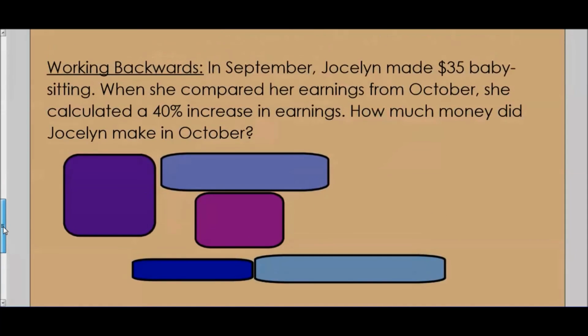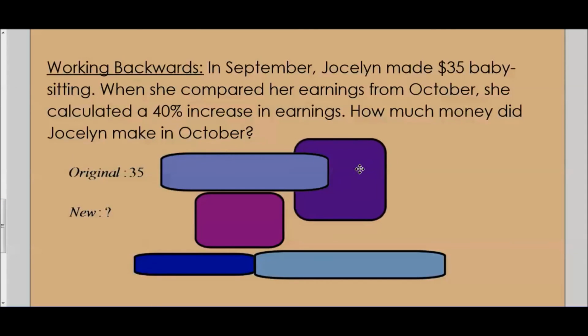The next example, we're going to be working backwards. Now we're going to be given the percent of change, and we need to figure out the new amount. So we're going to be given the original. In September, Jocelyn made $35 babysitting. When she compared her earnings from October, the next month, she calculated a 40% increase in earnings. So how much did she make in October?